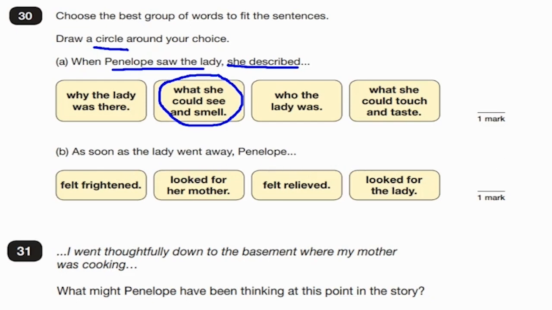As soon as the lady went away, Penelope felt frightened, looked for her mother, felt relieved, looked for the lady. So, when the lady goes away, what does Penelope do? So we need to choose from these 4 options. Let's go back to the text and have a look.